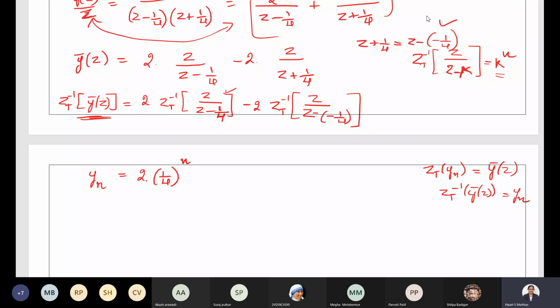This will be 1 by 4 power n, minus 2 into, here k is what? Minus 1 by 4. So inverse z transform of z by z minus k is k power n, where k here is minus 1 by 4. So it is minus 1 by 4 whole power n. So this is the required solution.